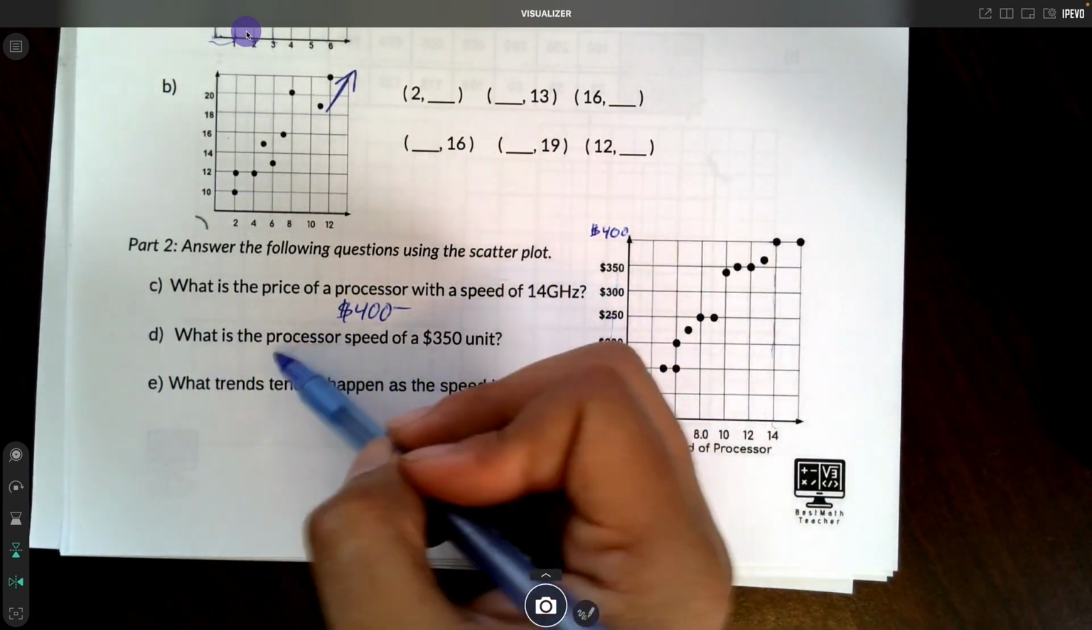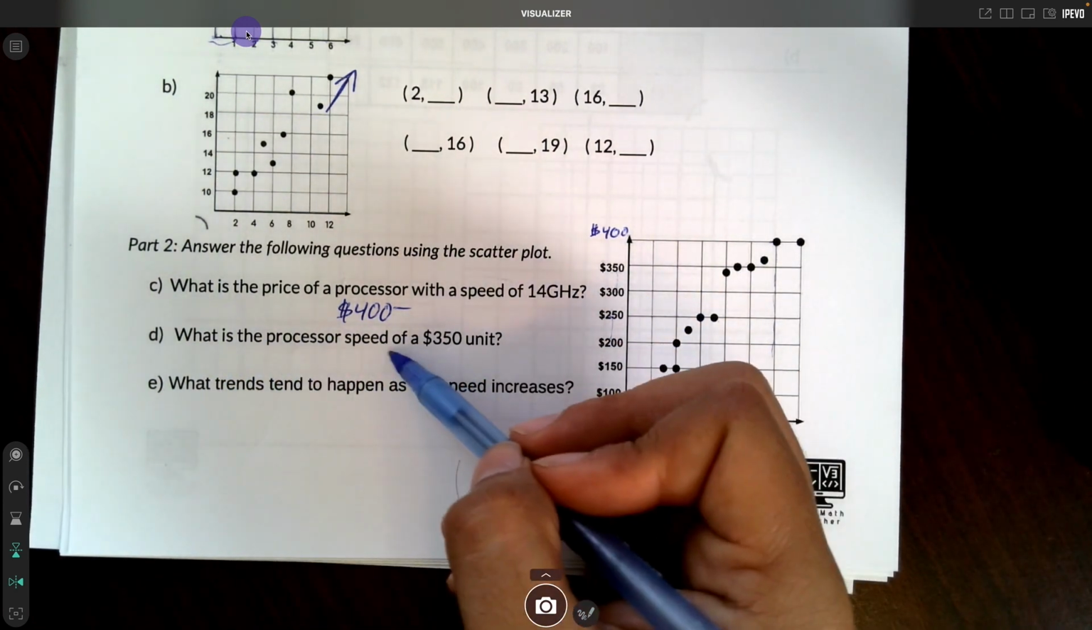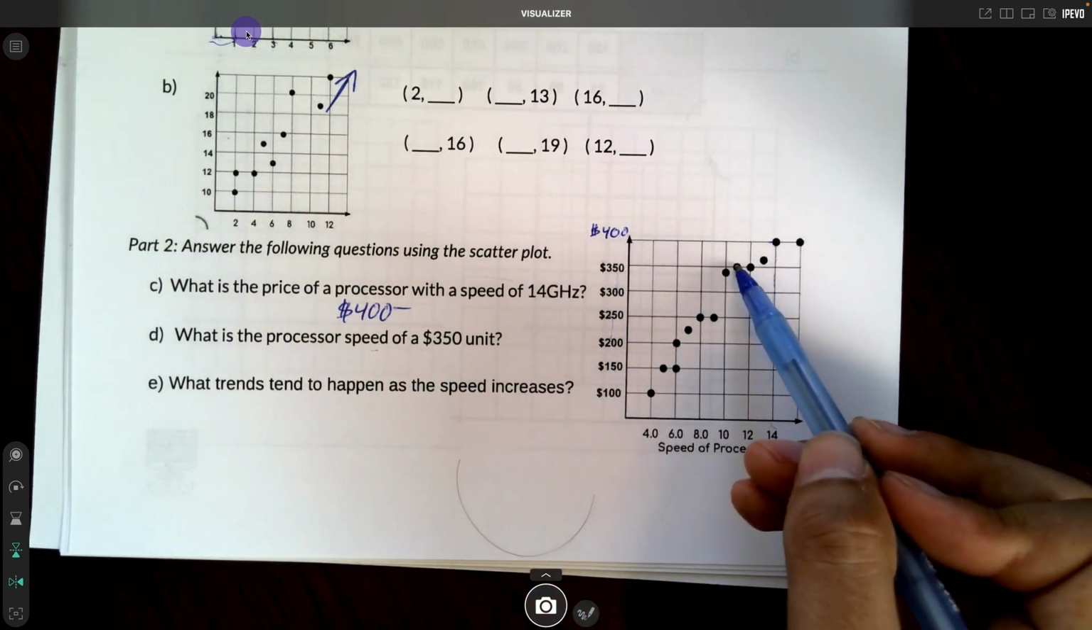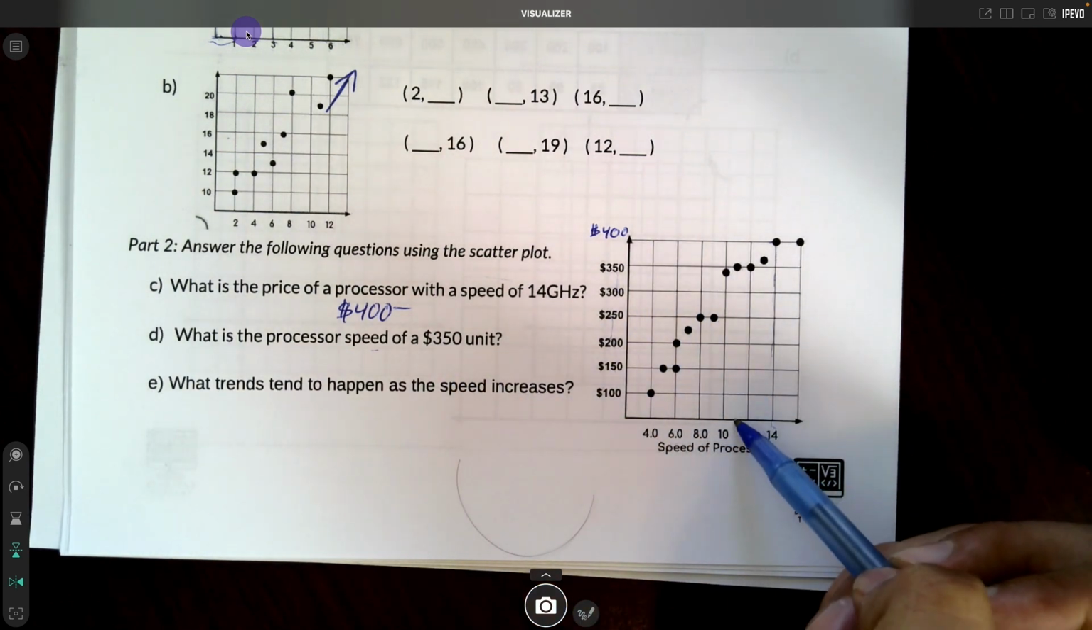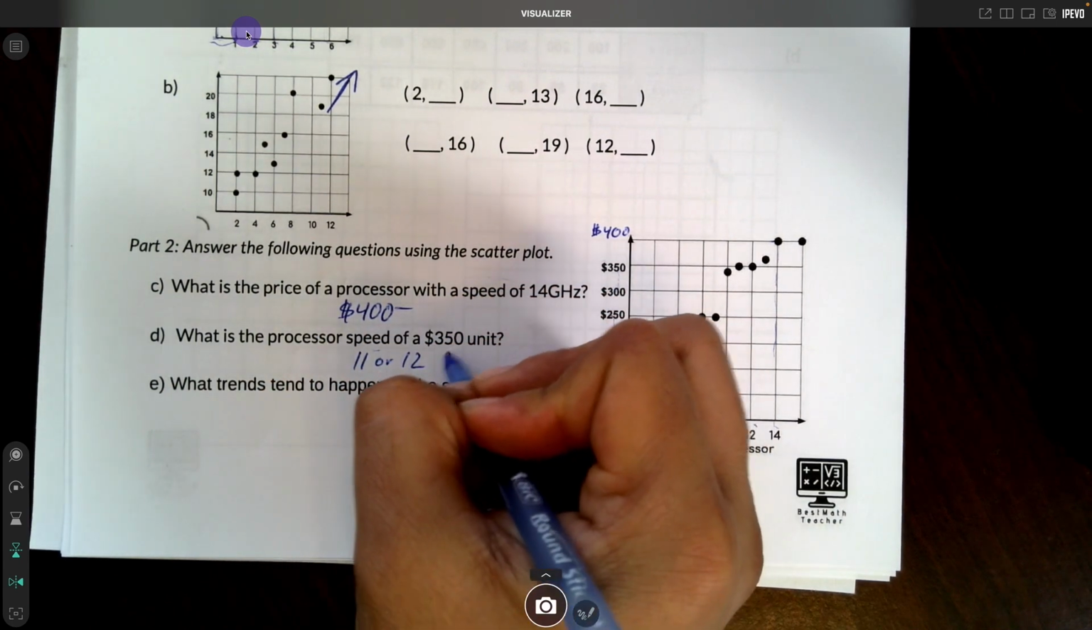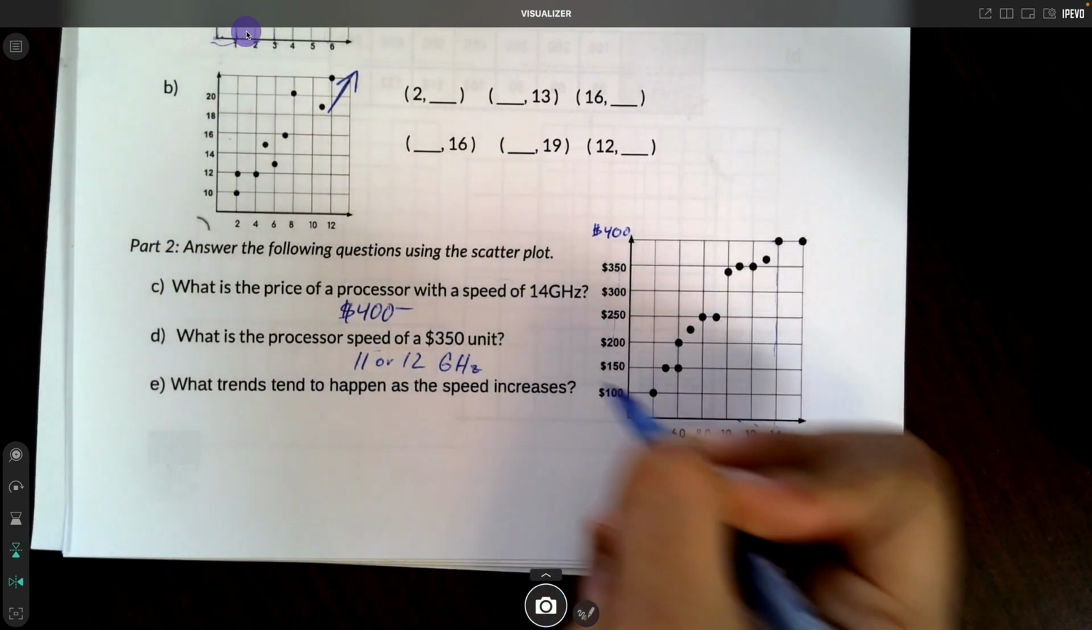What about the cost of a processor with a processor speed of 350 units? So 350, there's actually 2. It's either 11 or 12 gigahertz. Okay.